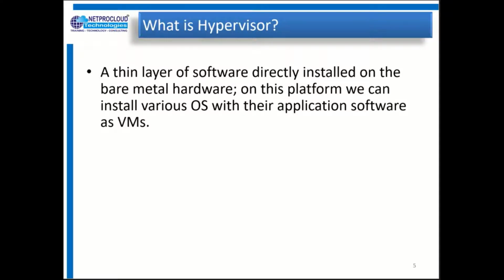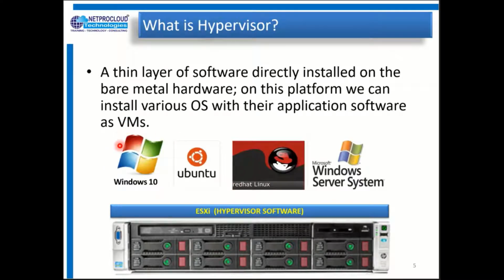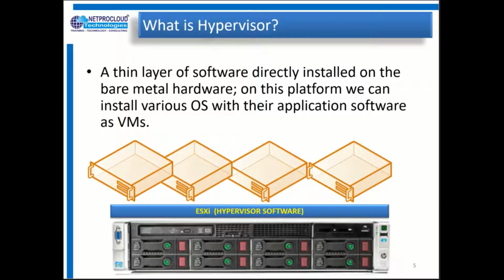So let's see what a hypervisor is in the background. First of all, there is a bare metal machine, meaning a piece of hardware. So it's your blade server, and on top of the blade server, we are going to install the ESXi hypervisor software. On top of this hypervisor software, we are going to install multiple operating systems with their application software. These multiple operating systems can run simultaneously on top of this ESXi layer. These are called virtual machines. So this is the function of the hypervisor.